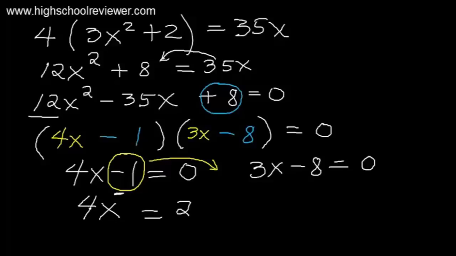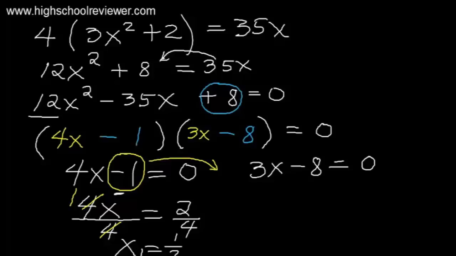To find the value of x, we need to cancel out 4. So to cancel 4, divide both sides of the equation by 4. So 4 divided by 4 will be equal to 1. And 1 multiplied by x is equal to x. And we can simplify this. This will be 1 over 2. So our x sub 1 is equal to 1/2.